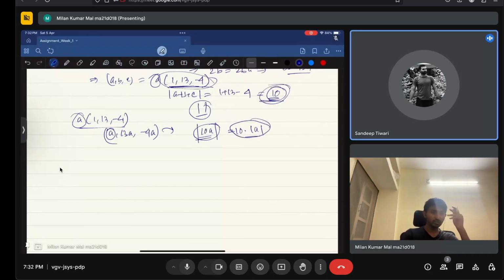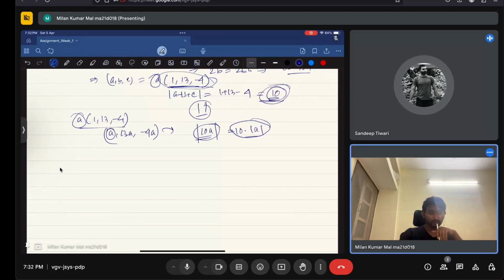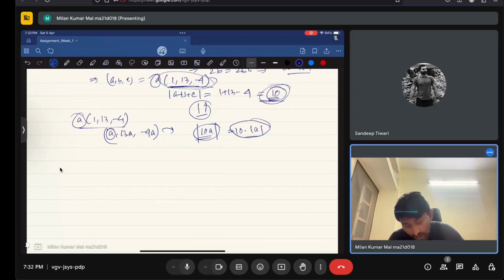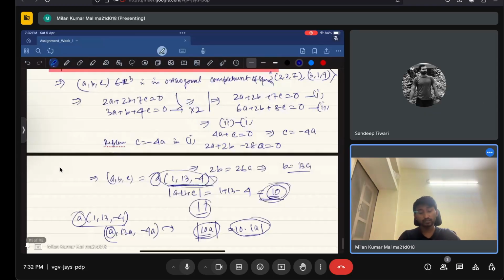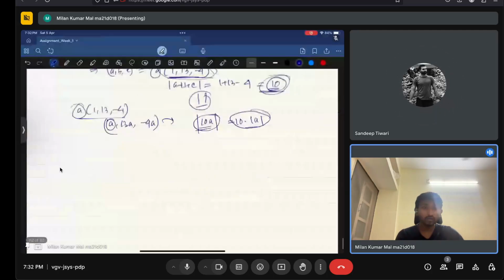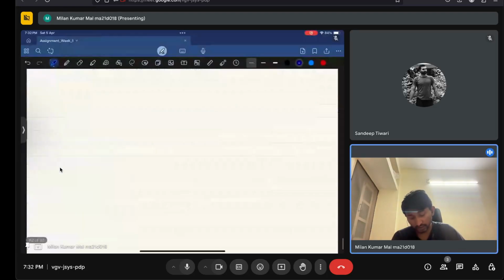Can we take 0? Zero is not the option, right? We have to take 1 or minus 1. I think non-zero integers are given. Obviously non-zero, because a non-zero vector is given. So there is no other option; I have to take either a is minus 1 or a is plus 1, right? Yes, sir. So this is the only option. Clear, I hope, right? Yes, sir, clear.